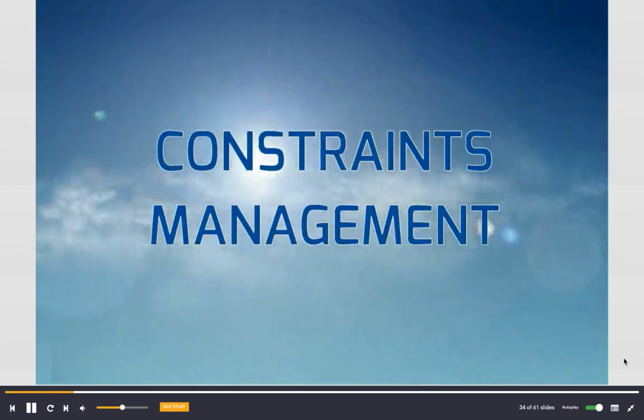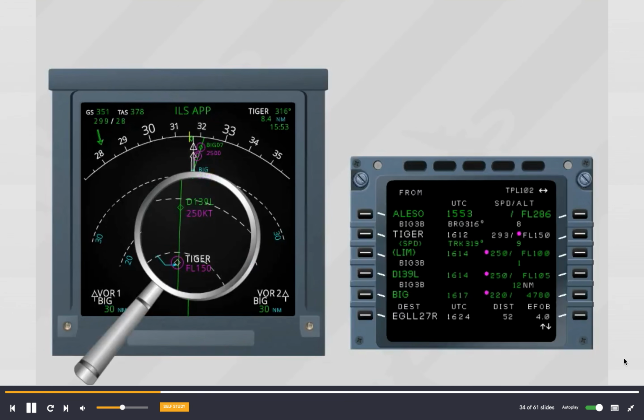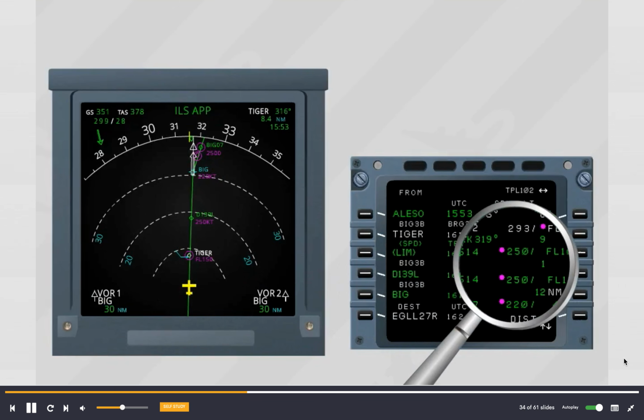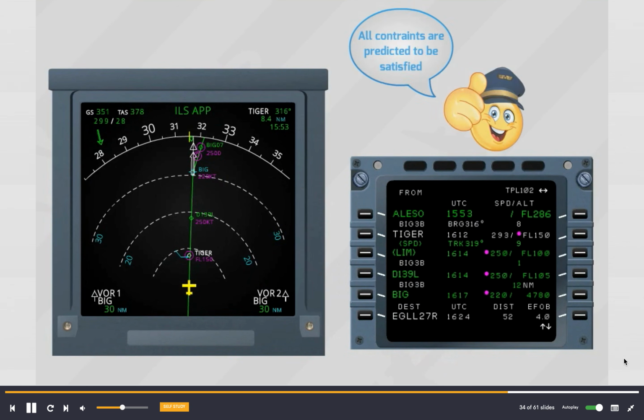Constraints management. The compliance with constraints can be monitored on the navigation display and the flight plan page. The principle is the same as described in the FMS climb section. Here, displays show that all constraints are predicted to be satisfied.